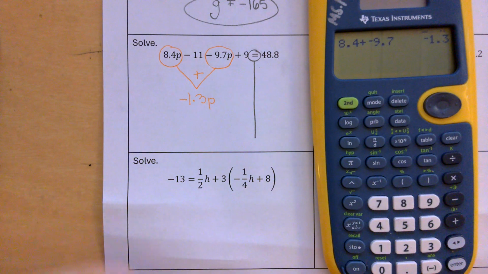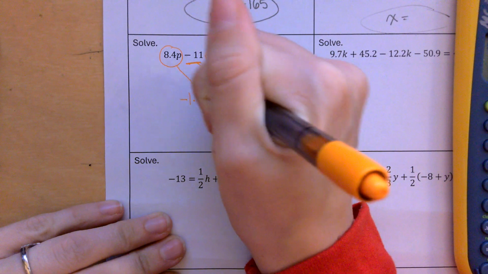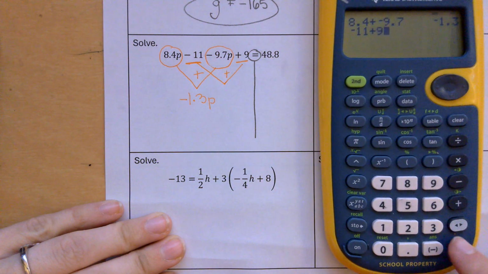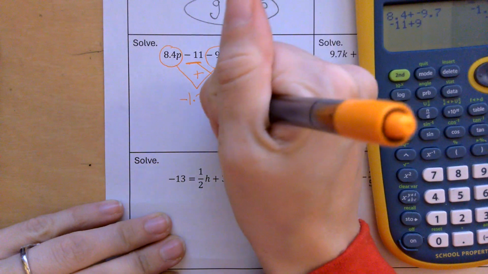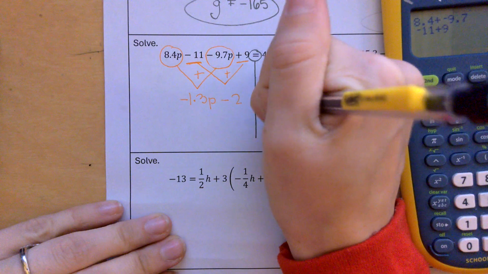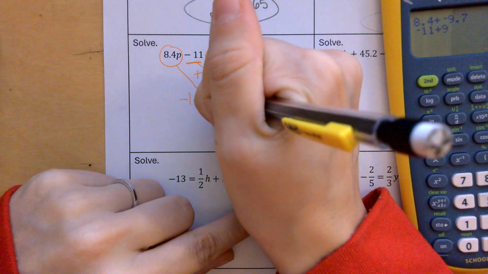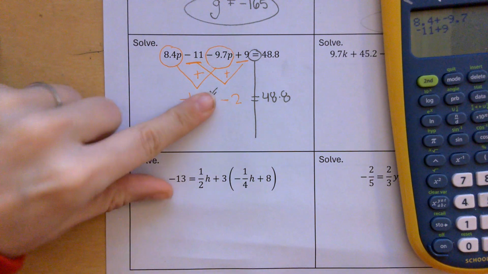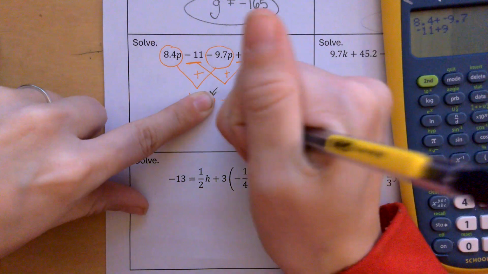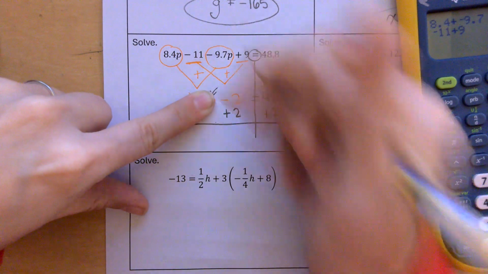I almost did. Then we're going to add my other numbers, my constants together. Negative 11 plus 9 will give us negative 2. Then we bring down the equals 48.8. And now we can solve for the letter P. The letter P gets frozen. I need to get rid of minus 2. To get rid of a minus, I'm going to add 2. What I do to one side, I do to the other.